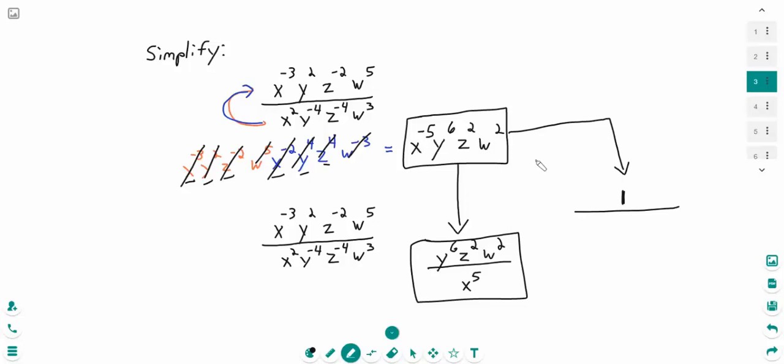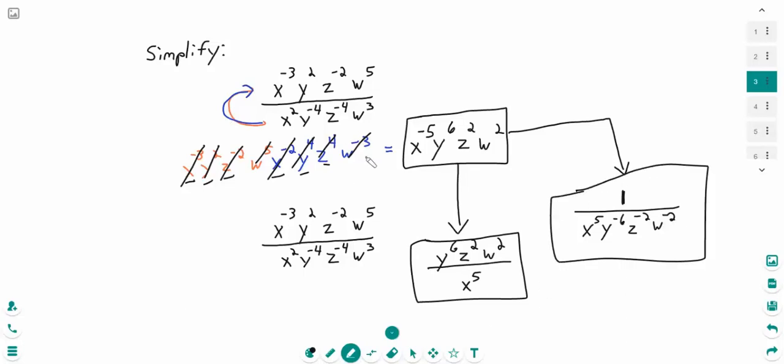So we'd then have x to the negative 5 become x to the 5th. Y to the 6th would become y to the negative 6th. Z to the 2nd becomes z to the negative 2. And w to the 2nd becomes w to the negative 2. And that would be another acceptable solution for this simplification problem. So you can see there are multiple different ways to do it. This first step that we took is the stepping stone to many of these other ways as well. Moving everything up into the numerator first and simplifying is a good place to start.